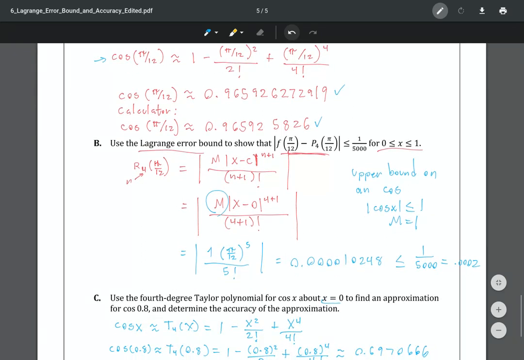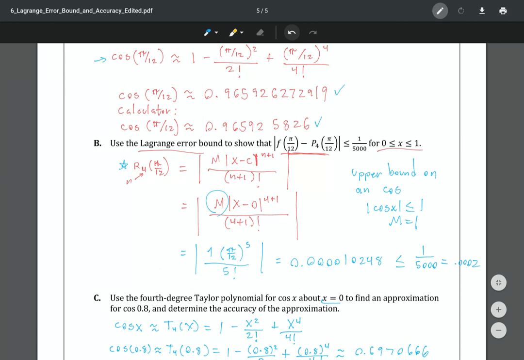Now on B, it's asking me to use the Lagrange error bound to show that this right here really is just another name for the remainder or the error, right? So when you see that, please know that it's the same thing we've been doing. They just wrote it in a different way. I wrote the formula here for you.